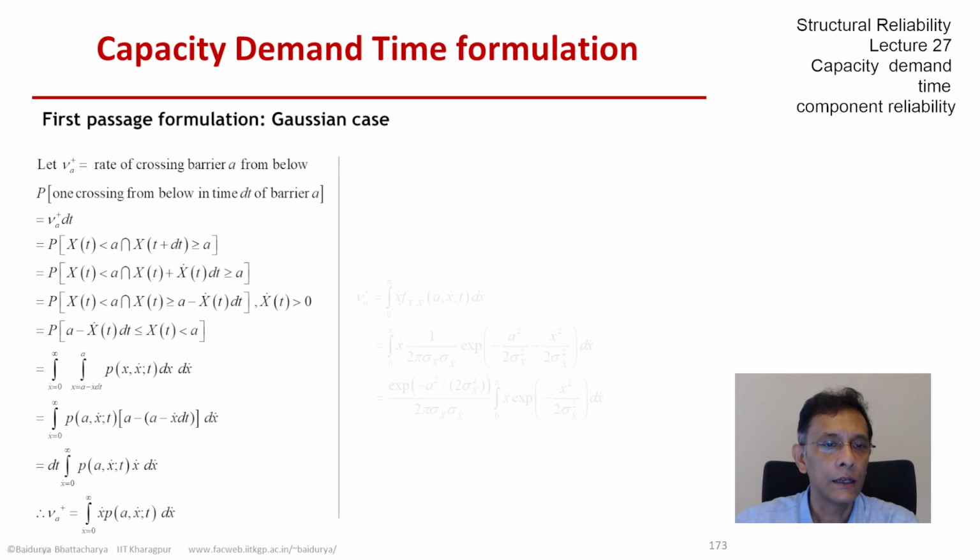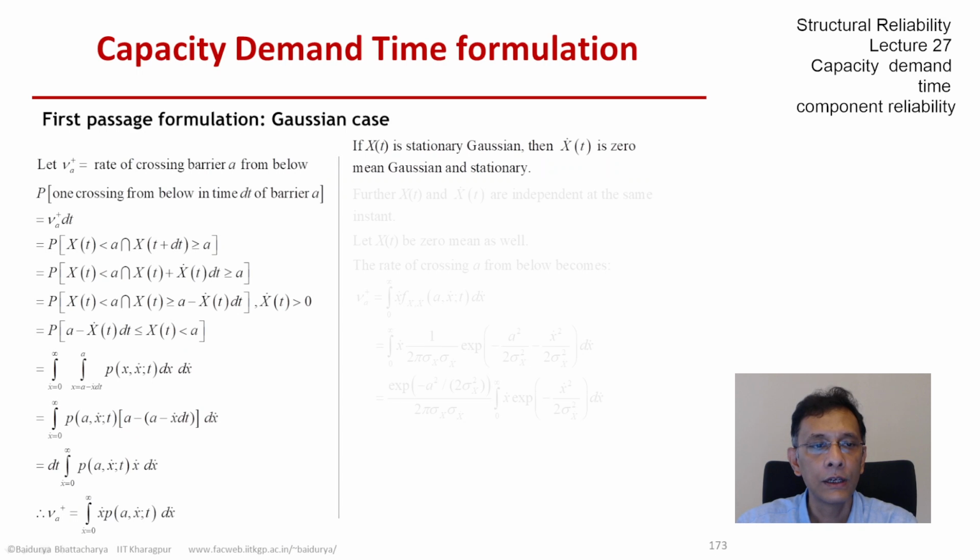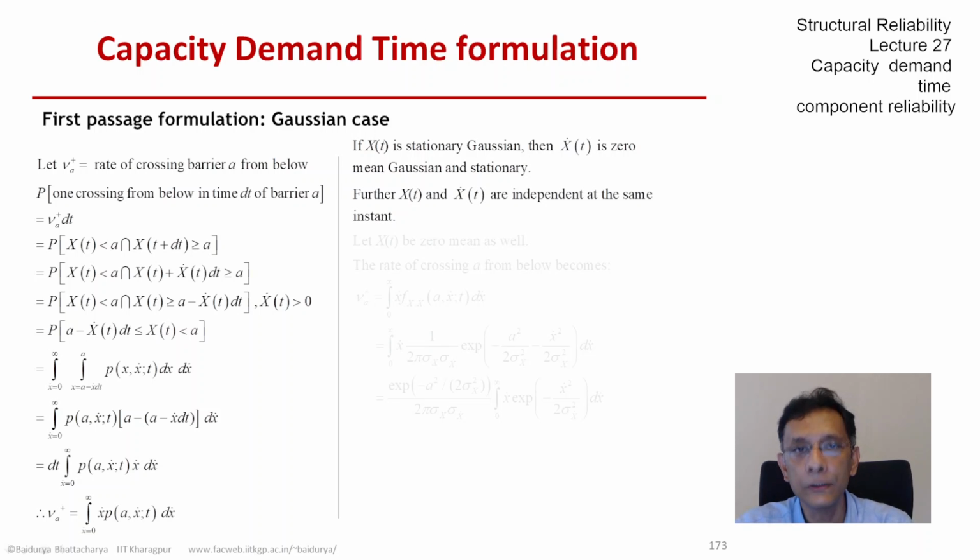So now let us see what form this would take if we specify that the process x is Gaussian, and not only that, stationary Gaussian. And soon we are going to say that let it also be zero mean Gaussian. So it's a known result that if x t is a Gaussian process, then x dot t is also Gaussian, and if x t is stationary Gaussian, then x dot t is zero mean stationary Gaussian. And not only that, x t and x dot t are independent at the same instant.